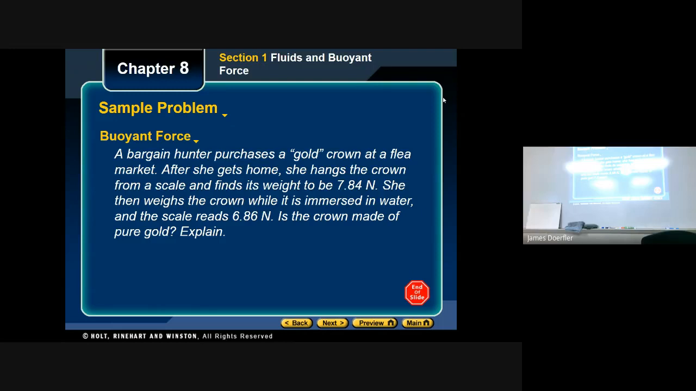After she gets home, she hangs the crown from a scale and finds it weighs 7.84 newtons. Sounds like something she should probably have done while she was there. She then weighs the crown while it is immersed in water, and the scale reads 6.86 newtons. Question is, do we have a crown made of pure gold?